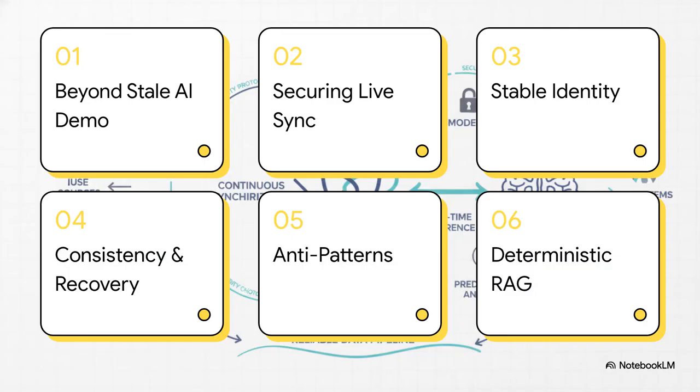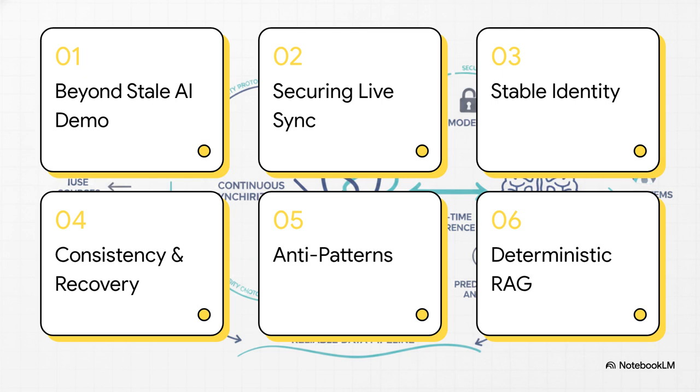All right, let's just quickly look at the agenda for today. We'll be going through 6 parts. 1. Beyond the Stale AI demo. 2. Securing the live sync. 3. Stable identity for AI evidence. 4. Handling consistency and recovery. 5. Avoiding architecture anti-patterns. And 6. Preparing for deterministic RAG. We are completely shattering the illusion that one-time data backfills are ever enough.